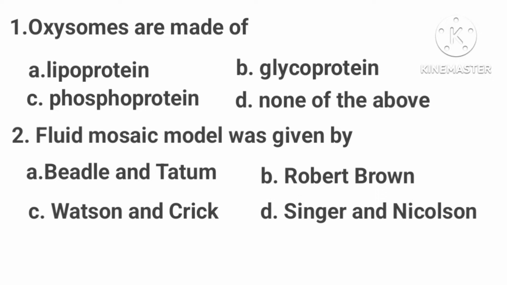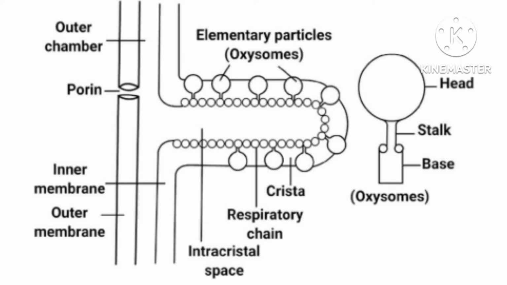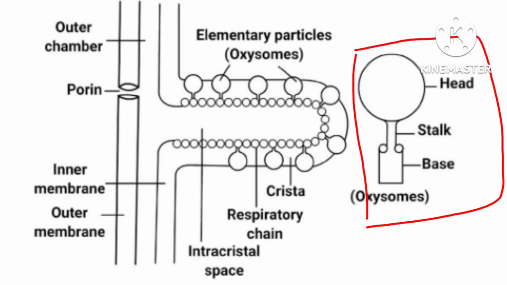First one, oxysomes are made of option A lipoprotein, option B glycoprotein, option C phosphoprotein, option D none of the above. Here, the oxysomes are present on the surface of the inner membrane of mitochondria. Here the round particle is called oxysome and this is the inner membrane.